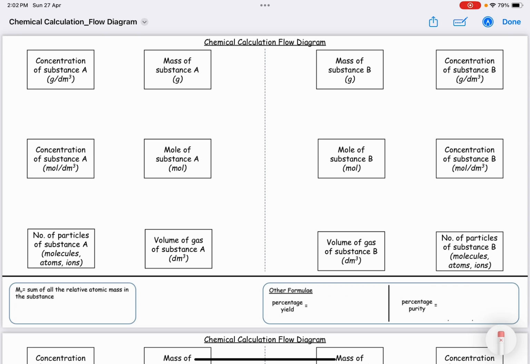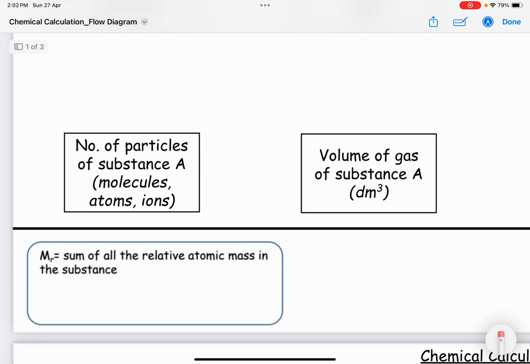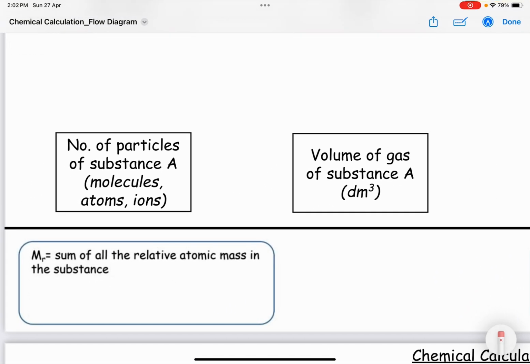Okay, so let's start with something a little bit more basic first. So let's start with the MR of substances. So how exactly do you calculate MR? MR stands for relative molecular mass or relative formula mass, or it can be molar mass as well.